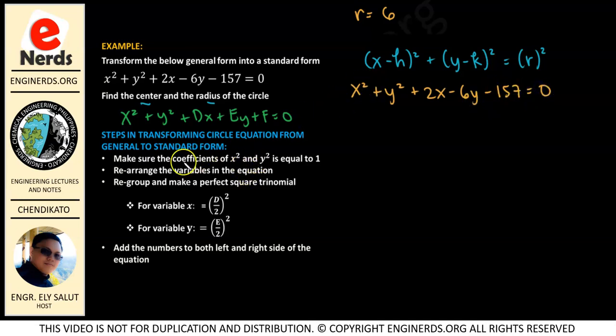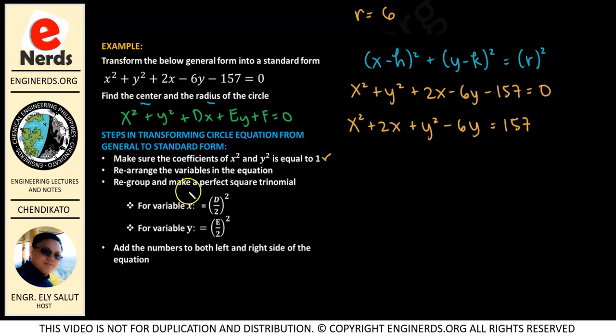Okay, so ano yung procedure natin? First, we have to make sure that the coefficients of x squared and y squared is 1. So here, the coefficient is equal to 1, so we have no problem with that. So we satisfy this. Now, we have to rearrange the variables. So, ginawa na natin yan kanina, so let me do it again. X squared plus 2x plus y squared minus 6y is equal to, we are going to transpose 157 sa kanan. So, we will have 157.